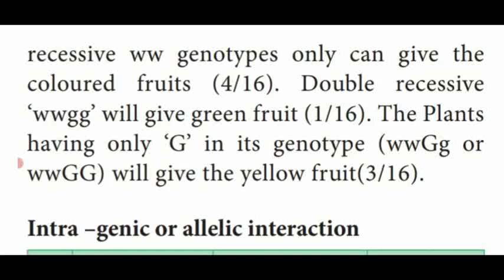So the ratio of the dominant epistasis is 12:3:1. So the dominant gene or allele which is present in one locus of a gene suppresses the other allele of a gene in a different locus. That is said to be dominant epistasis.